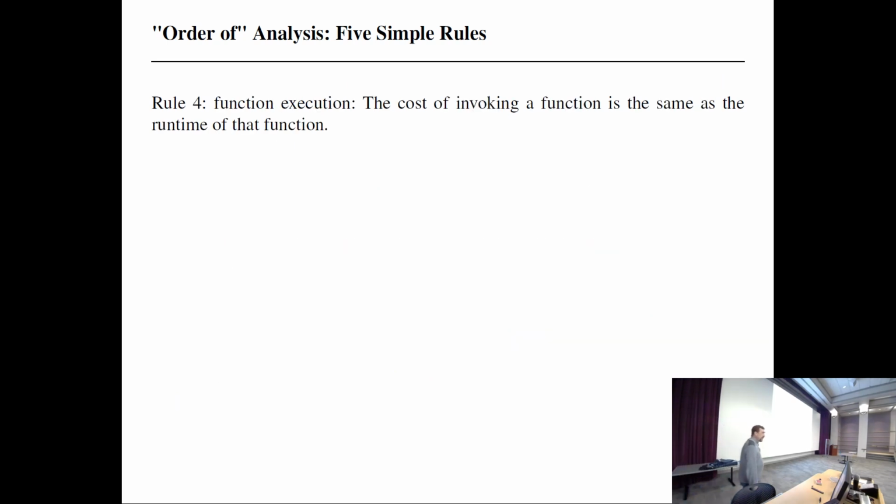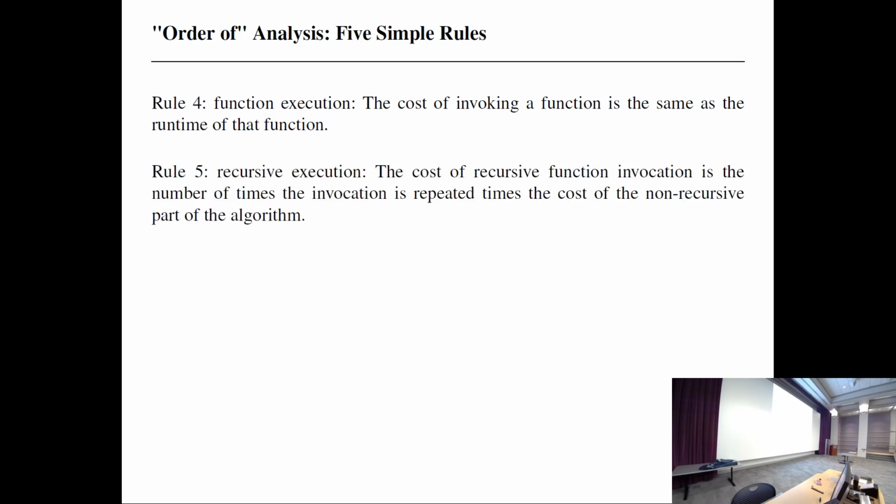Okay, rule 4. Now it gets a little bit more complicated. Rule 4 has to do with invoking a function. So in Python, you write a function like np in the last lab, and you use it in another function like rqp. The cost of invoking that function is the same as the runtime of that function itself. So you analyze the runtime of function np, and whenever you see an np in your pseudocode, you add in that runtime of that function.